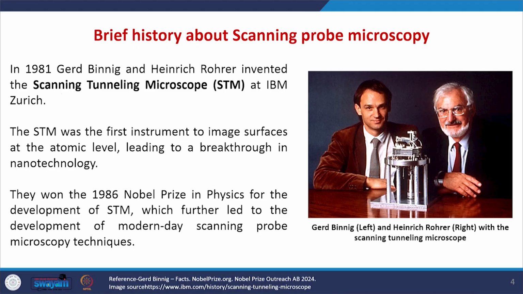Let us see what a scanning tunneling microscope is. The scanning tunneling microscope, STM, was invented in 1981, and the STM is the first instrument to image surfaces at the atomic level. So, it was a breakthrough in the nanotechnology field, and for this research in 1986 these two scientists got the Nobel Prize. Let us see the working principle of scanning tunneling microscopy.